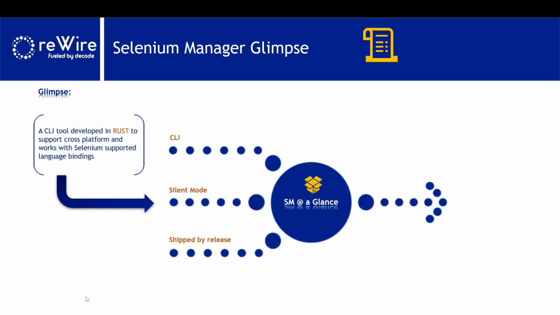What are its main core features? One is the CLI, the command line interface, because they have given some flexibility to apply the commands in the command line interface as well. Then it runs in silent mode, so the moment you execute any script, it automatically initiates in the background. You don't need to do any activity. And it is shipped with every release. Selenium has its own releases, every month or two or three months, so whenever there is a Selenium release, this particular component will be updated and released along with it.